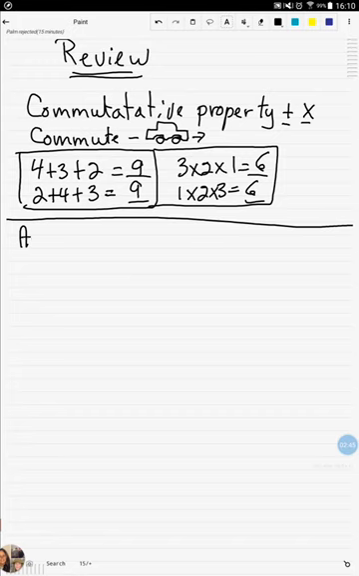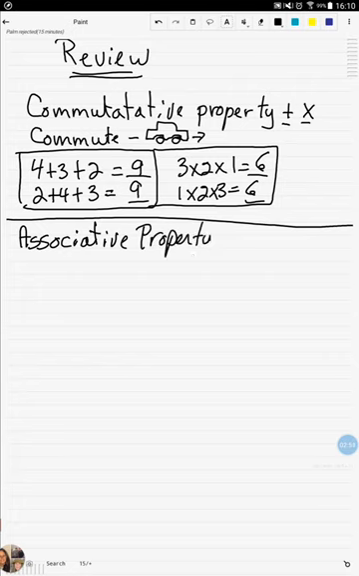Associative property. The numbers associate, meaning they get together, right? So that means you can group the numbers in any kind of combination. Again, that property is both for addition and multiplication.